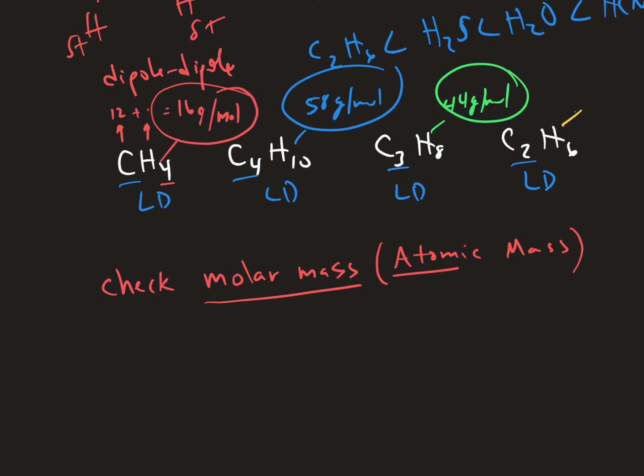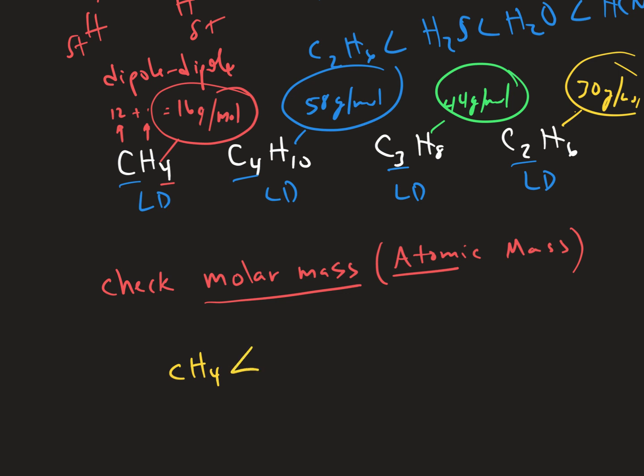And this one here, 2 times 12. You guys understand where I'm getting my numbers? 24, 24 plus 6, 30 grams per mole. Which one has the lowest molar mass? CH4. That means it has the lowest melting point.